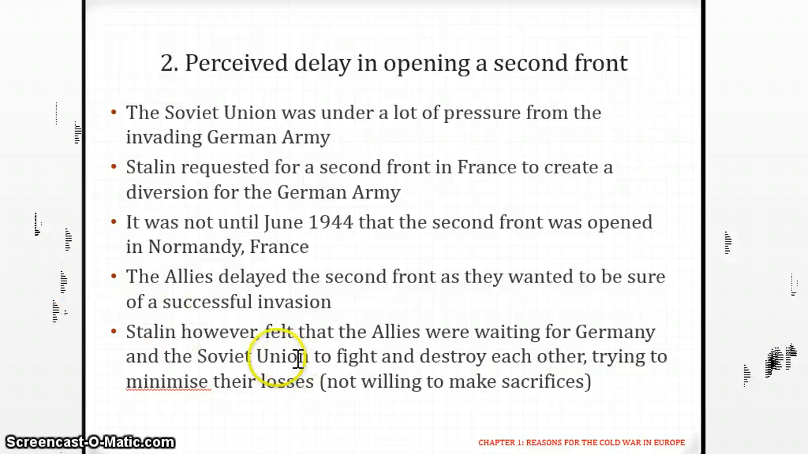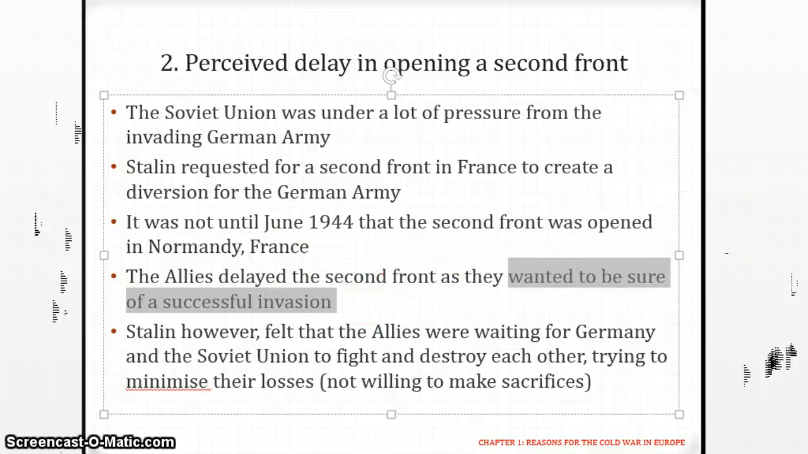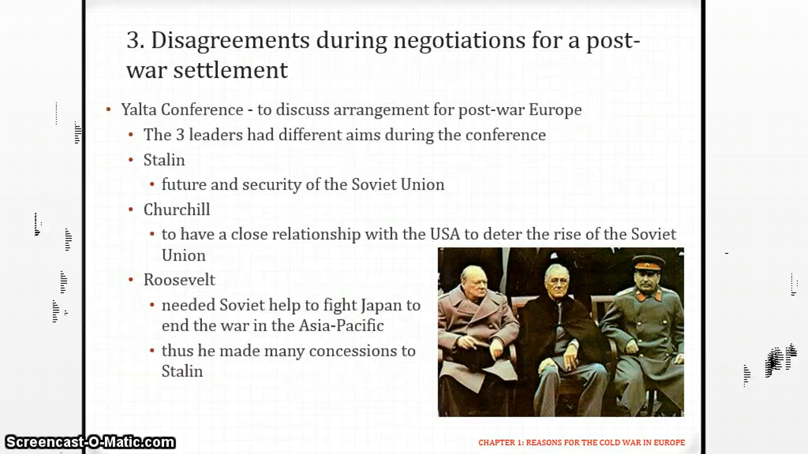But the second front was delayed because the Allies wanted to be absolutely sure of the invasion before they went ahead. Which means to say there was a lot of time and effort being put into the preparation for the attack before they decided to open the second front in France. And that, according to my limited knowledge of the issue, can be considered quite true. Whether or not they delayed it purposely, we can't really know for sure. So this contributed to the distrust between Stalin, representative of the communists, and the rest of the entire democratic side of things.